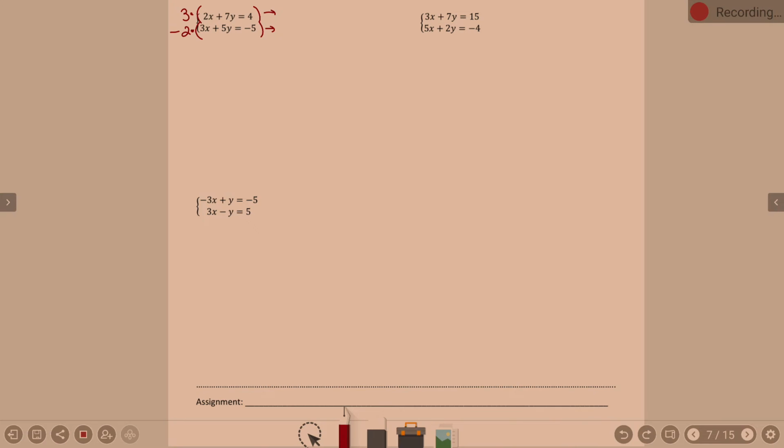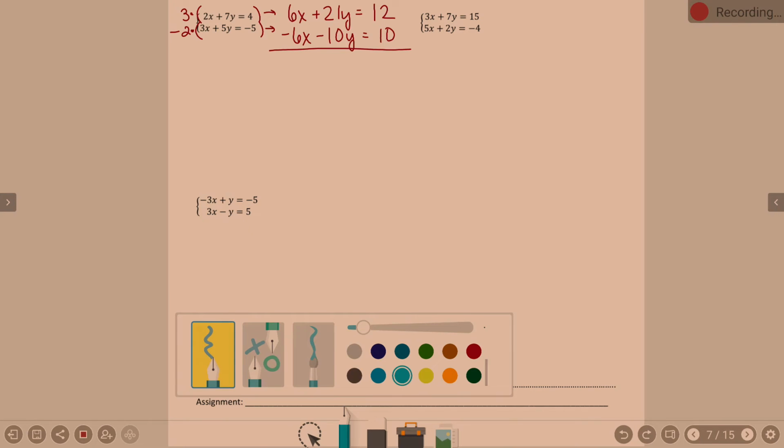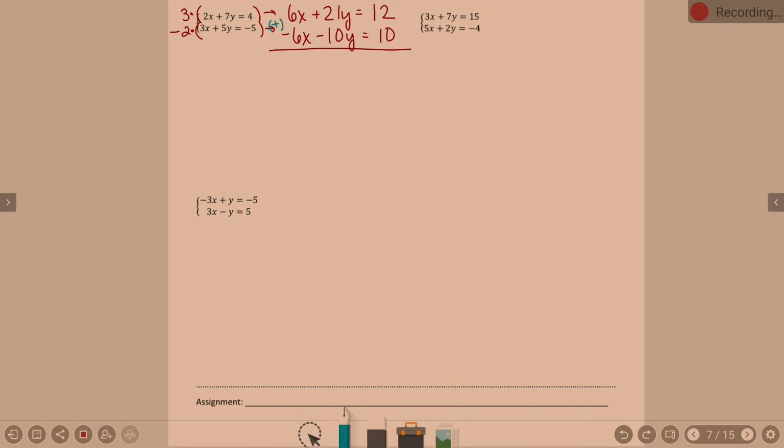So, multiplying my top by a positive 3, it becomes 6x plus 21y equals 12. Multiplying the bottom by, I'm going to do negative 2, so I change the sign. Negative 6x minus 10y equals positive 10. And I have set myself up here to add.